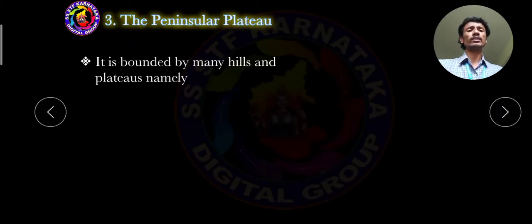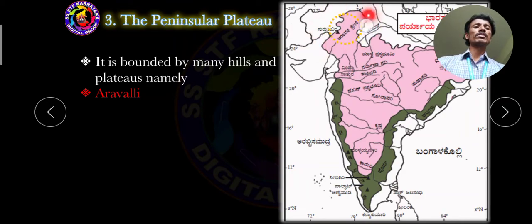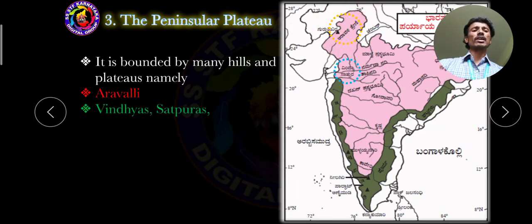And dear students, it is bounded by many hills and plateaus. Bounded means that in the border areas we can find some important hill ranges and some important plateaus. Let's see one by one. The first one is the Aravali range, marked with the yellow circle. And then the Vindhya and the Satpura.